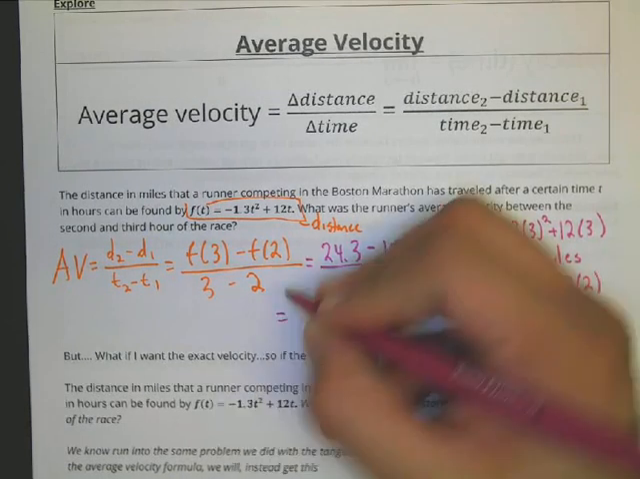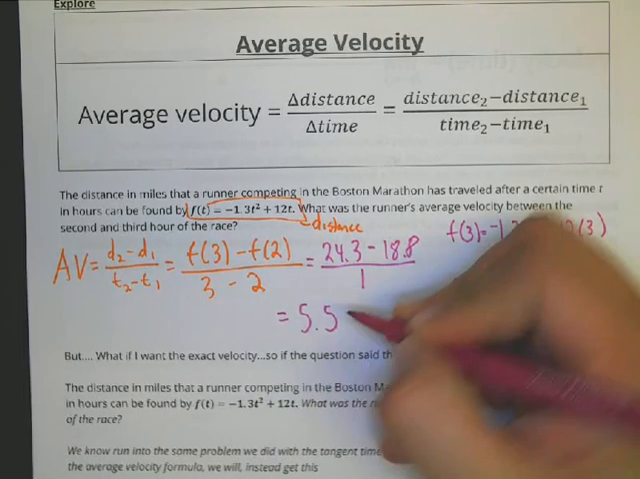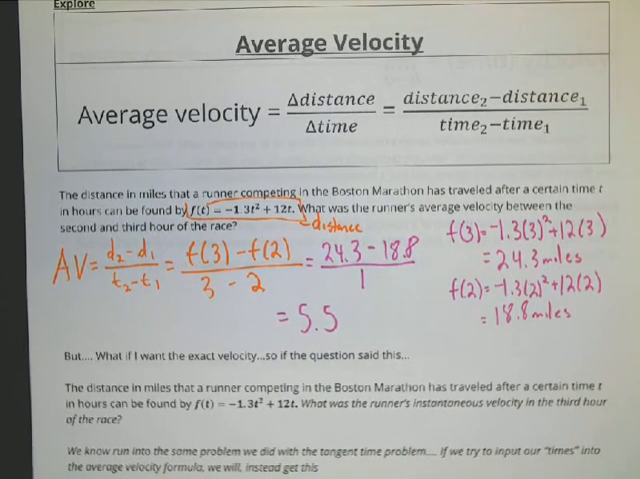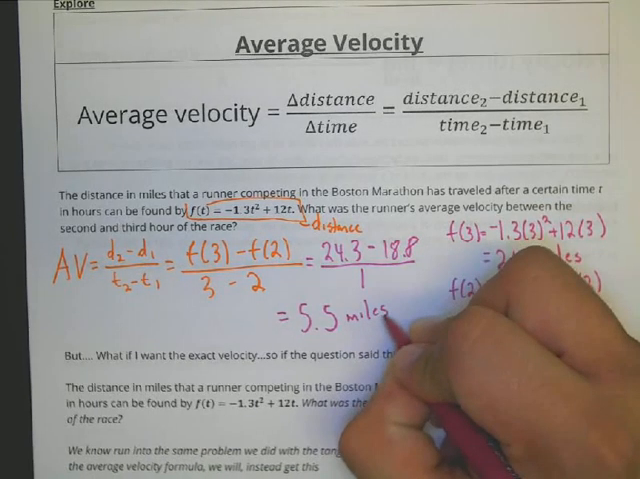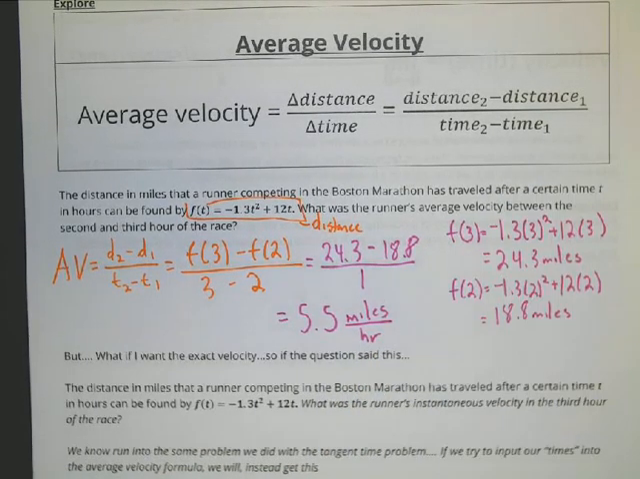5.5, but we've got to put what after it? Miles per hour, right? So again, when you're talking about velocity, you have to put miles per hour, right? Because again, you're talking about one unit of thing in relation to another, right? Okay, so we've done that, but we only found the average velocity, right? We found the velocity that the runner runs on average between the second hour and the third hour, right?